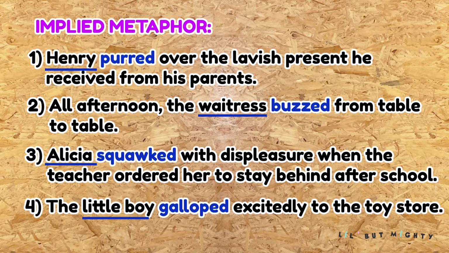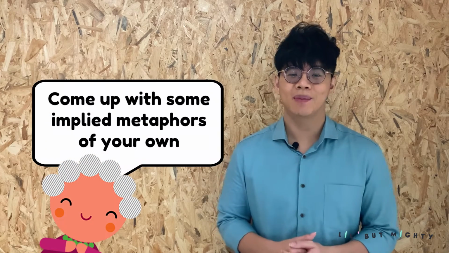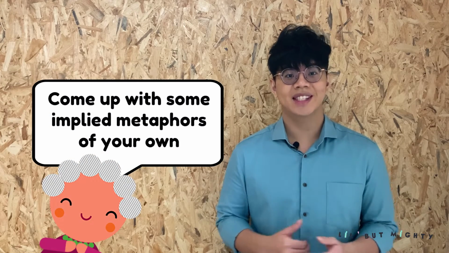Although each sentence does not directly mention the animal the person is being compared to, we are made aware of the comparison because of the verbs used. For example, the word purred makes us associate Henry with a contented cat, while buzzed tells us that the waitress was very busy, just like a bee. Now that we know about using verbs as a way to create implied metaphors, why not try coming up with some of your own? Let's see how this can be done.